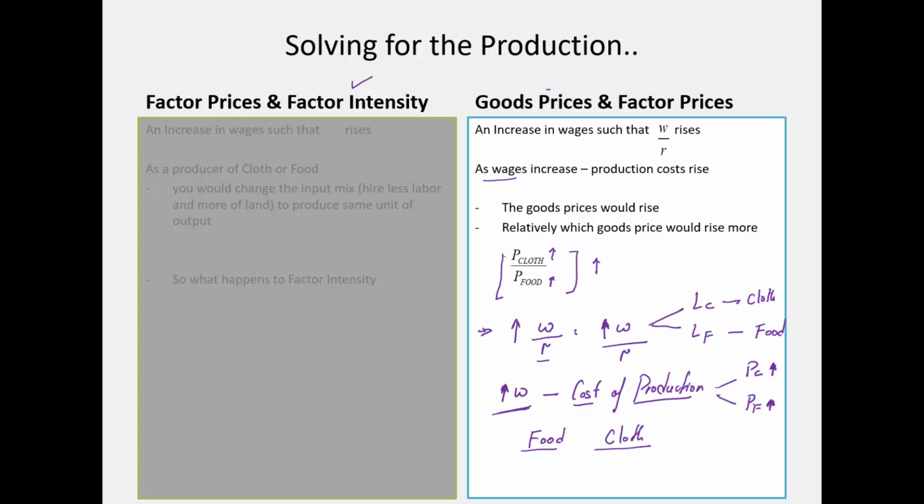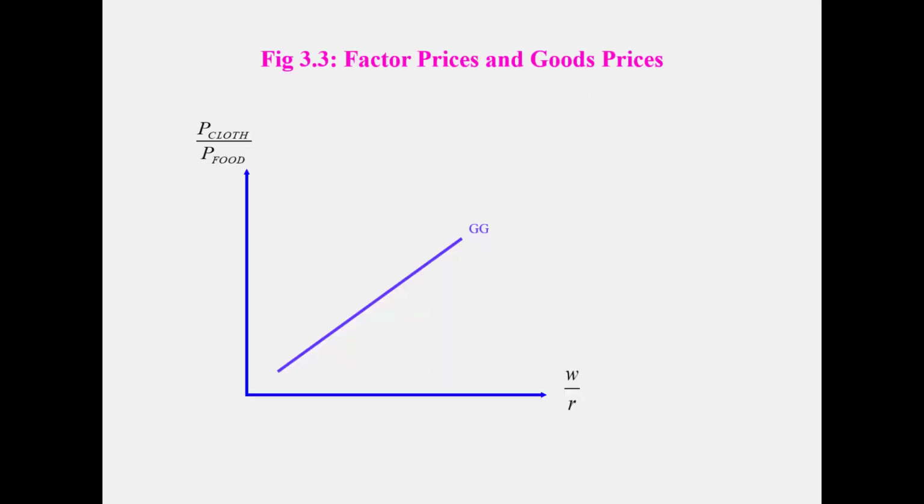Given that food is land intensive, the land by labor ratio is higher for food, and if you look at the labor ratio, it is higher for the cloth sector. So cloth is labor intensive. Cloth uses a higher proportion of labor. Since it uses a higher proportion of labor compared to food, the price of cloth is going to rise more than the price of food. As wage by R increases, the relative price of cloth is going to increase as well. So what we have is a positive relationship. On the y-axis, we have PC by PF. On the x-axis, W by R.